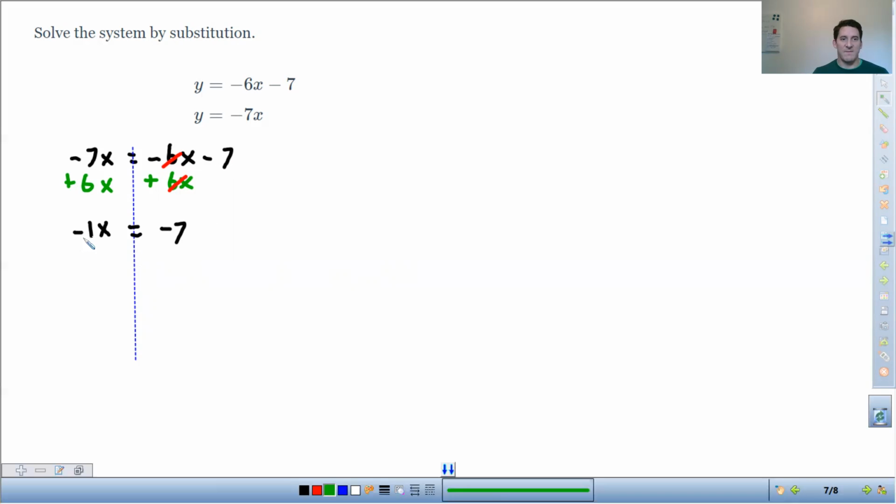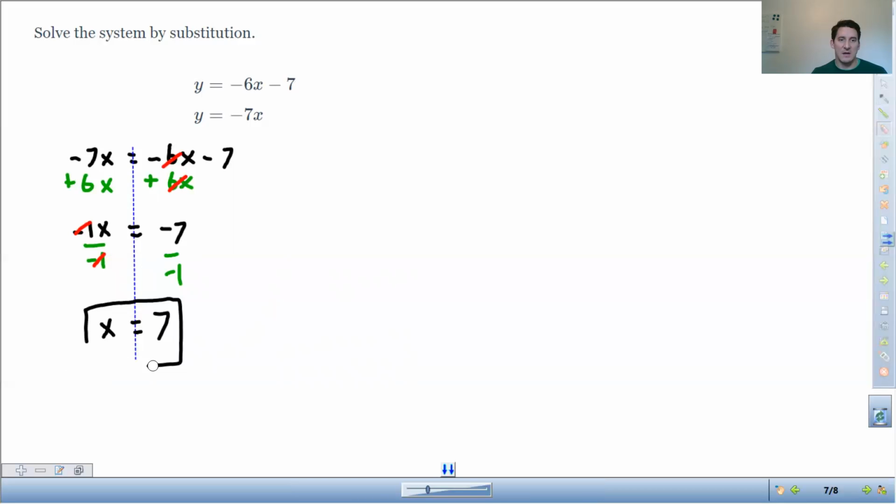Last step, solve for x. Going to divide both sides by negative 1. So times negative 1 divided by negative 1 cancels out. You get x is equal to negative 7 divided by negative 1, which is positive 7. So the x is positive 7. I don't need to box that yet.